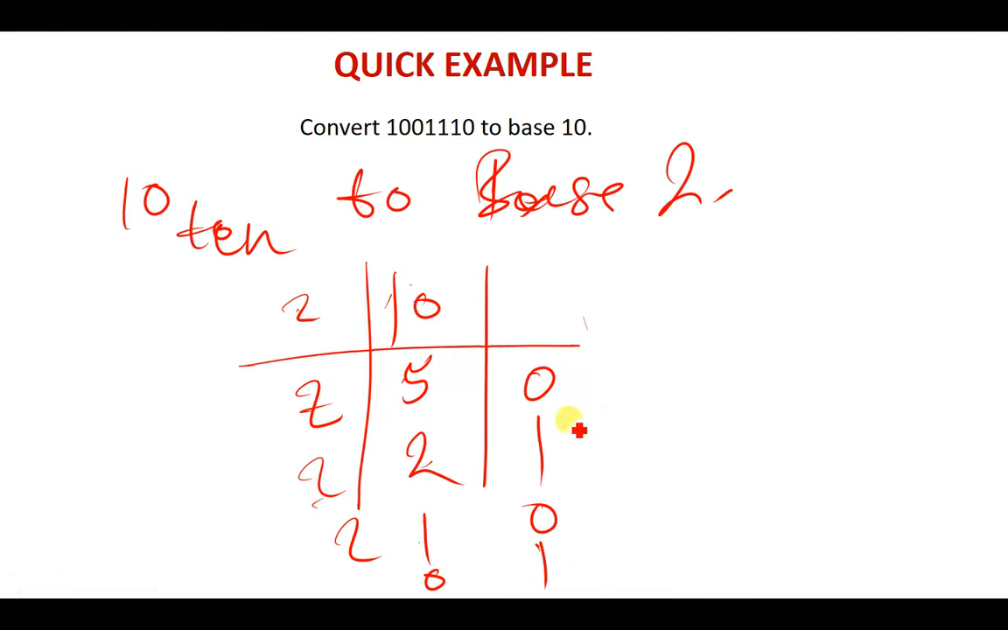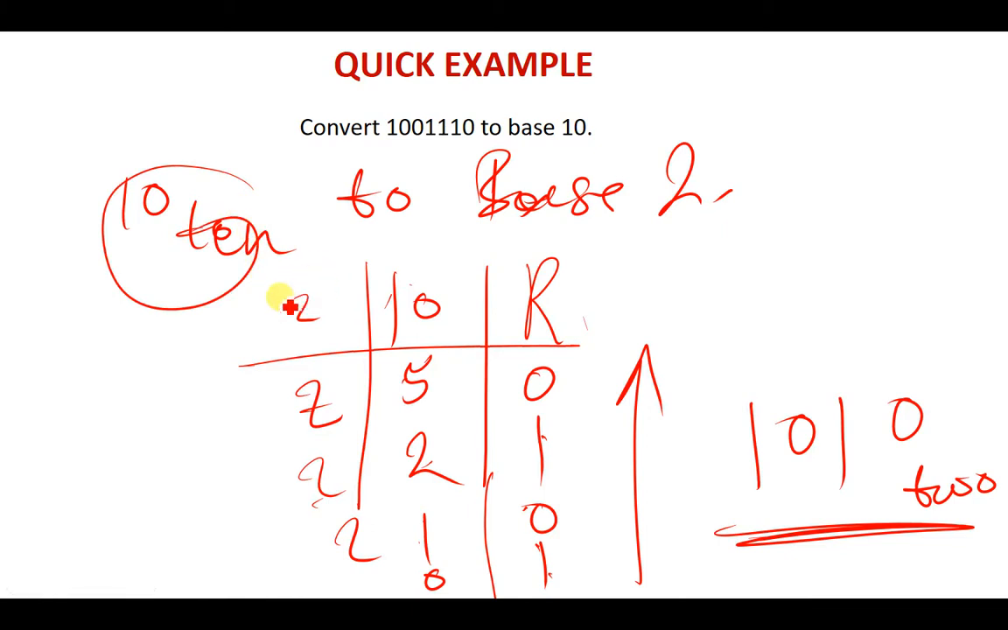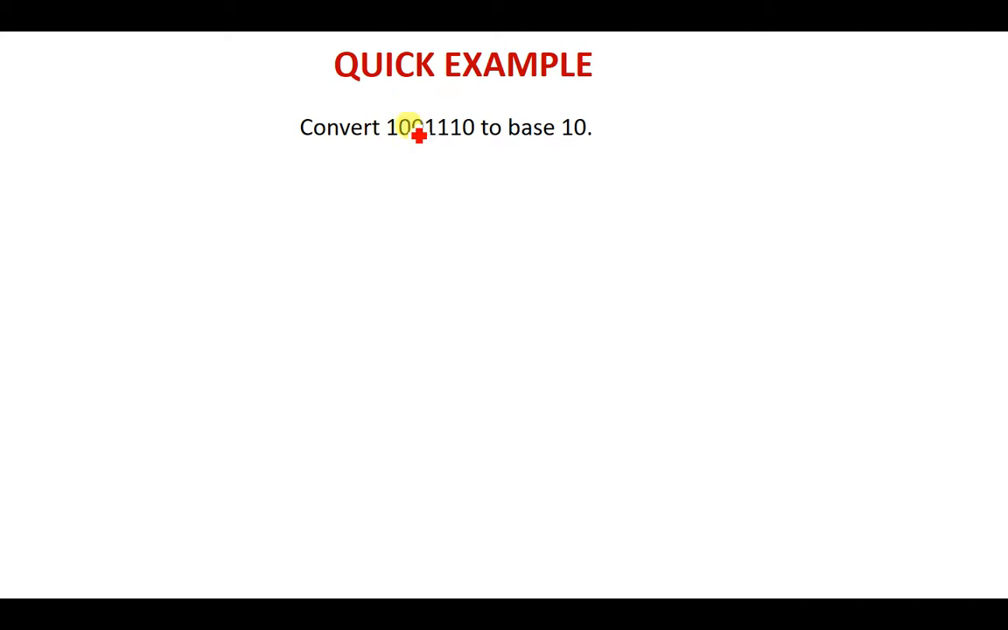So we have the remainders this side. So just copy the remainders starting from down going up. So we have 1 down there, followed by 0, followed by 1, then followed by 0. So this is our number in base 2. So I've converted 10 to base 2. So you can do the same for 78.